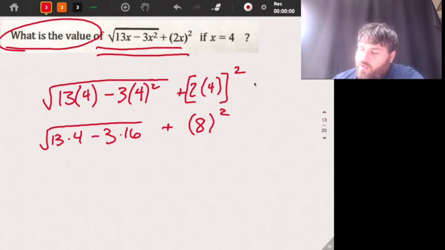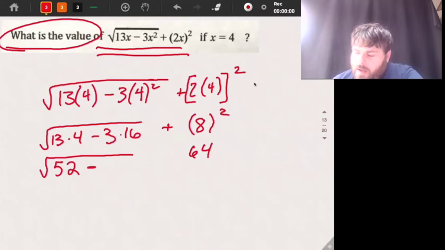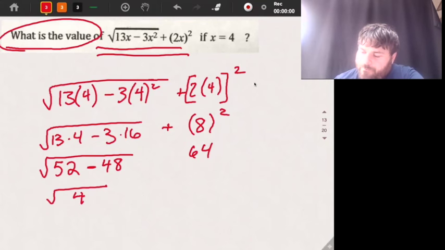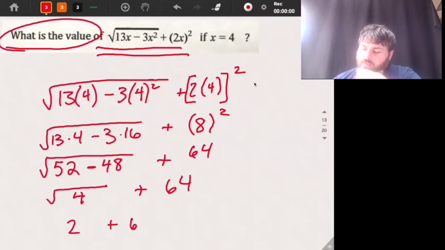All right, so now I'm gonna go ahead and square this over here. That makes 64. And going back to what's inside here, back to PEMDAS, thinking I should multiply before I add or subtract. So I'm gonna go ahead and multiply the 13 times the 4. That makes 52. Minus 3 times 16 is 48. Then I subtract, because I'm still working within this grouping symbol, I get a 4. Okay, now I've still got my plus and my 64 all over here. Square root of 4 next, that's 2, and 2 plus 64 is 66.